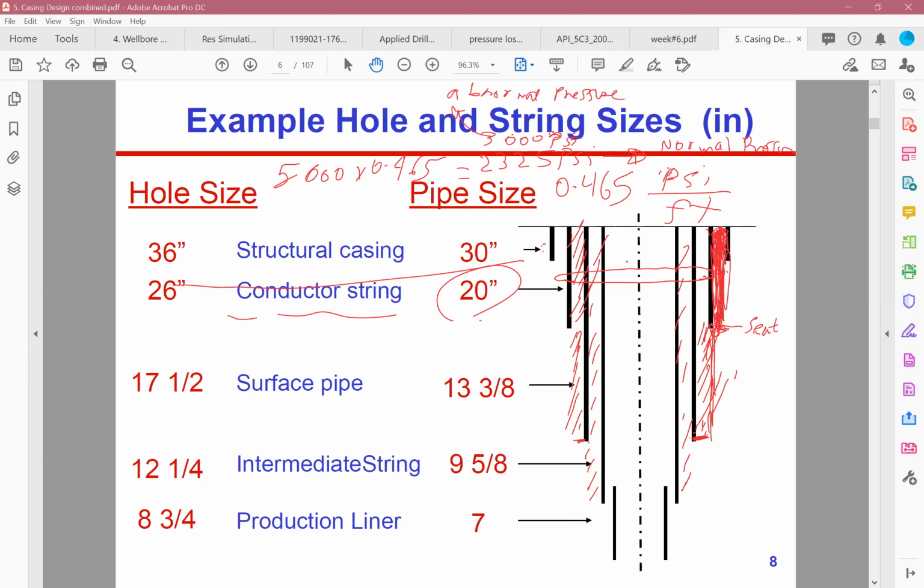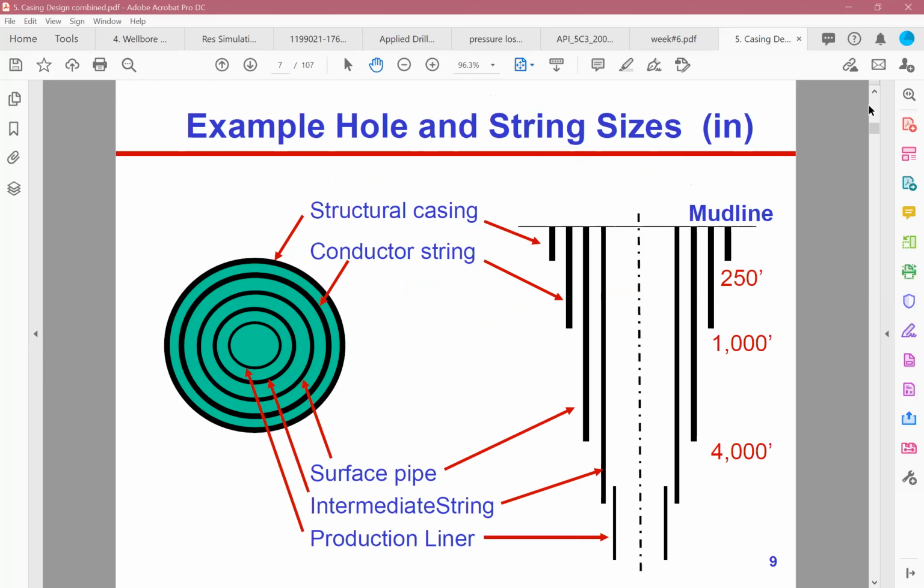So your formation has an abnormal pressure, right? So you're drilling, you encounter a formation, just a single formation there, that has abnormal pressure. So what you want to do, and then after that you have formations that have normal pressure.